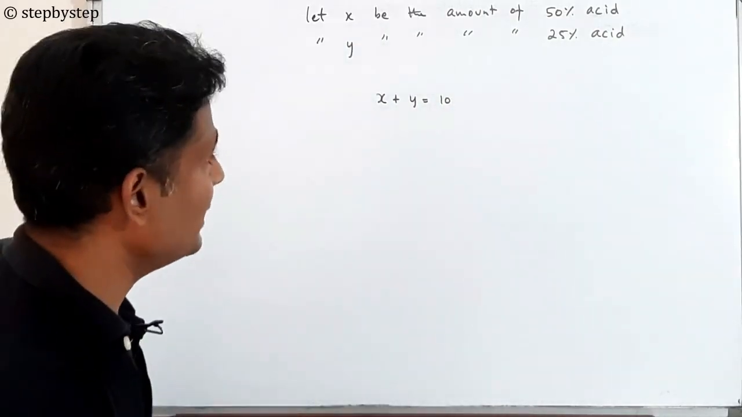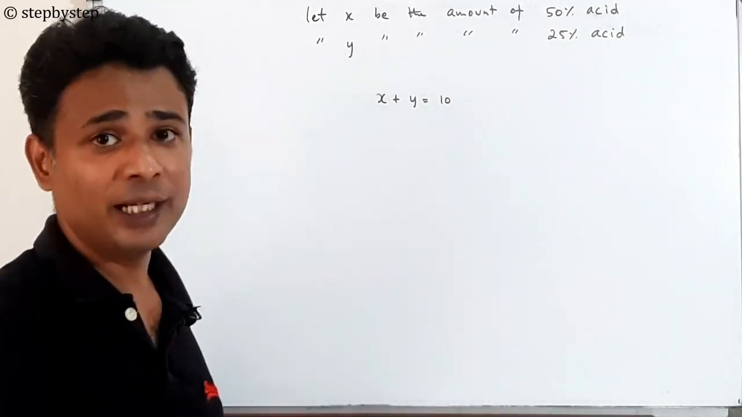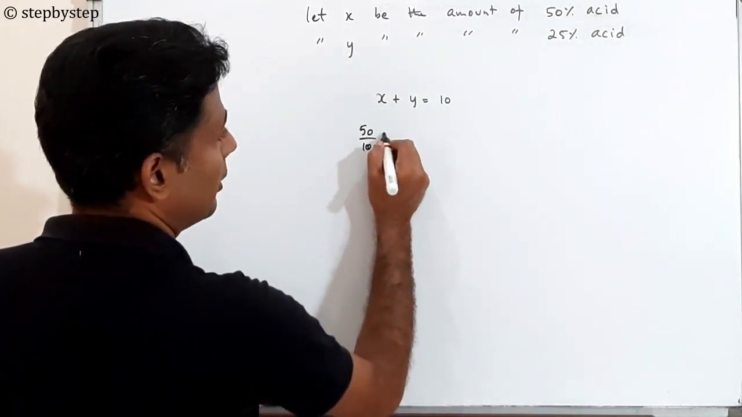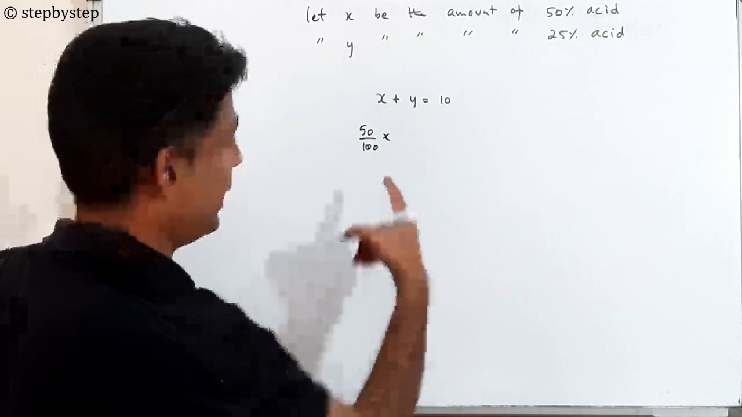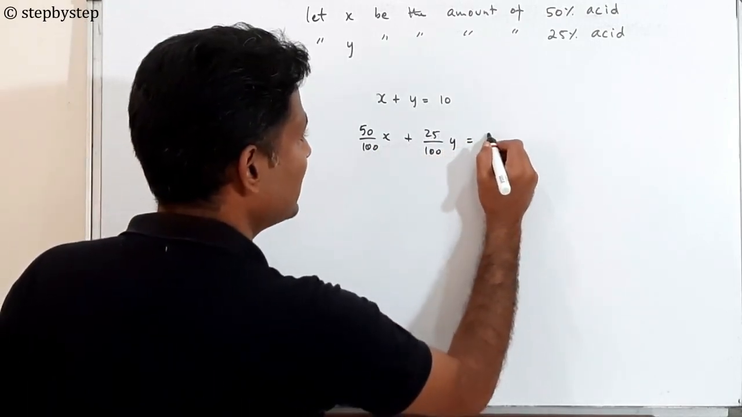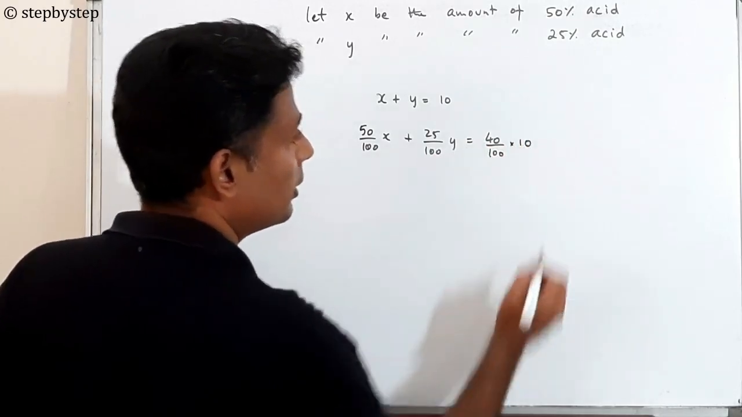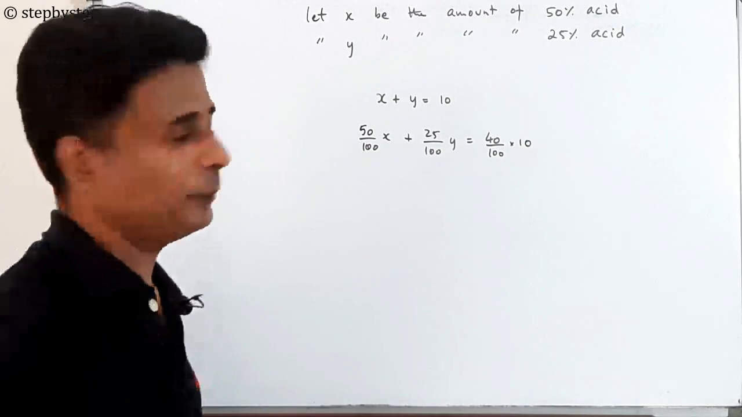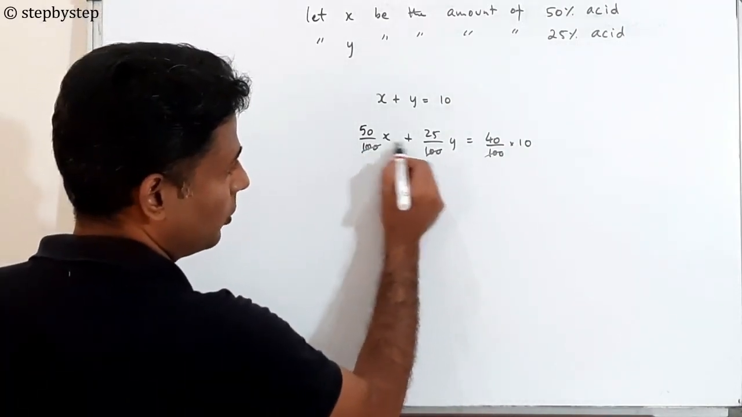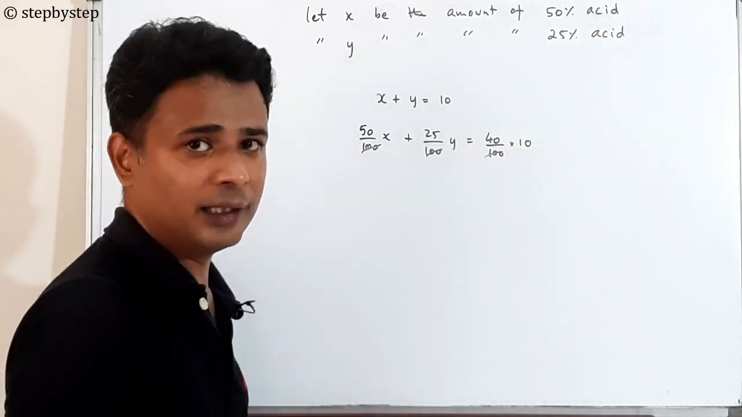Now the second thing, they have said he mixes 50% acid and 25% acid to get 40% acid, which means 50% acid percentage, 50 by 100 x plus 25 by 100 y, he makes 40% acid. So 40 by 100 of 10 liters, right? Now this 100, this 100, this 100 will cancel. Why? Here 100 is the LCM, so it will become whole by 100. When I take that 100, this 100 and that 100 will cancel.